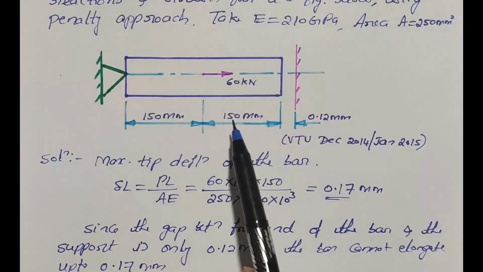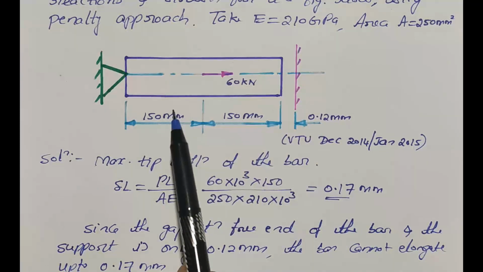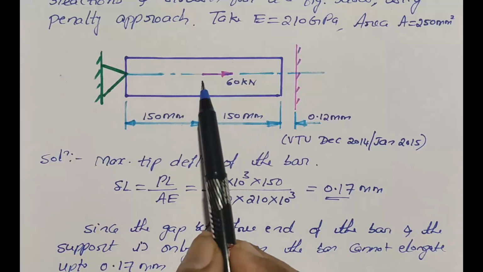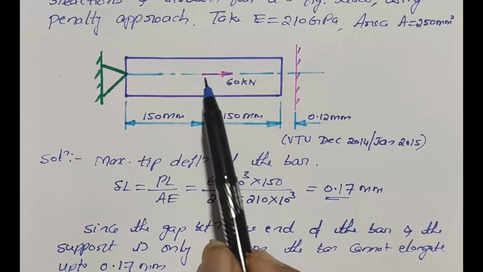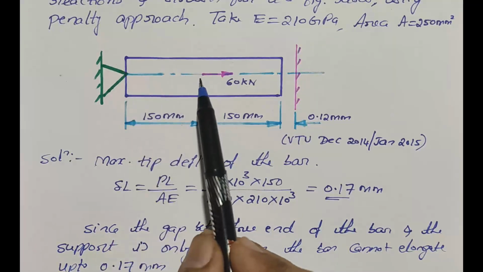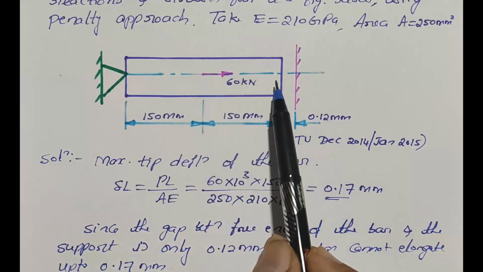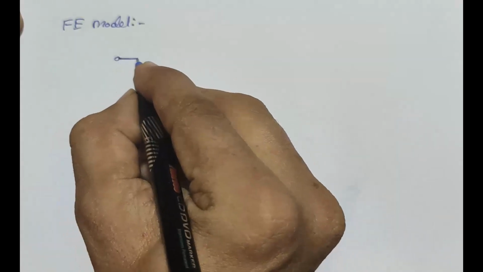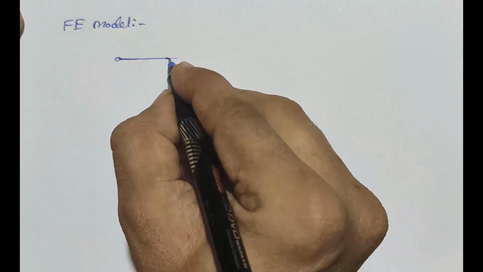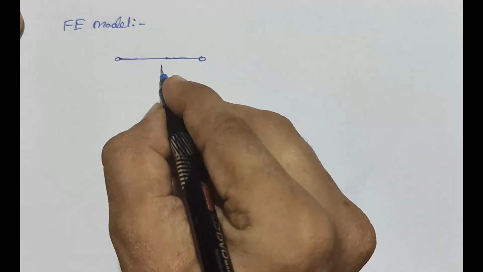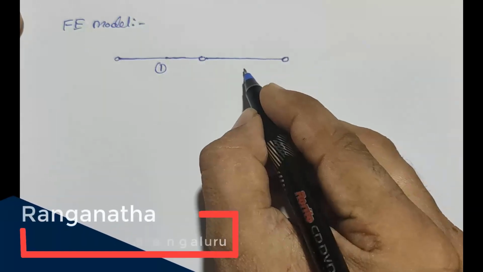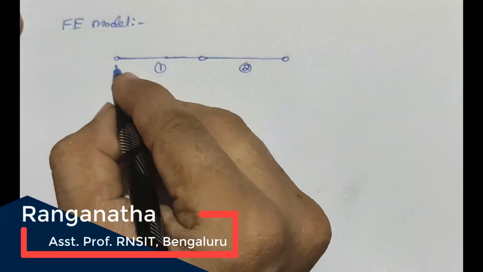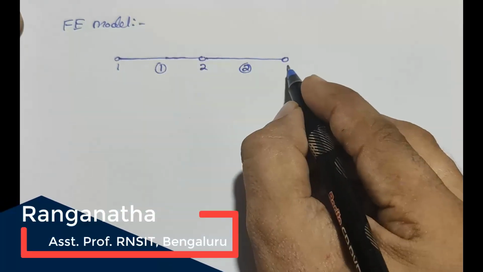See here, for finite element model, here you have to use two elements because there is a load at the center. So here you have to create one node. That's why you have to use two elements. From here to here one element and here to here one more element. This is element number 1. This is element number 2. Node numbering 1, 2, 3.